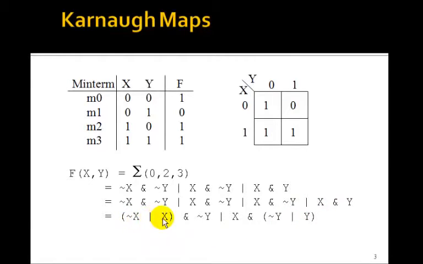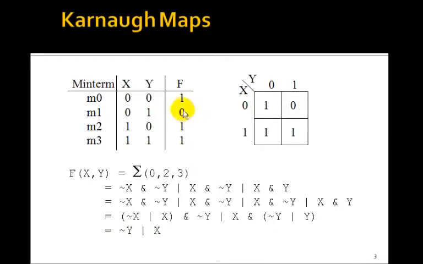But what's not x or x equal to? Yeah, that's just equal to 1, and 1 and not y is equal to what? Yeah, so we're just going to get not y. What's not y or y? Again, that's 1, ANDed with x just gives x. So this just reduces to not x, not y, or x.